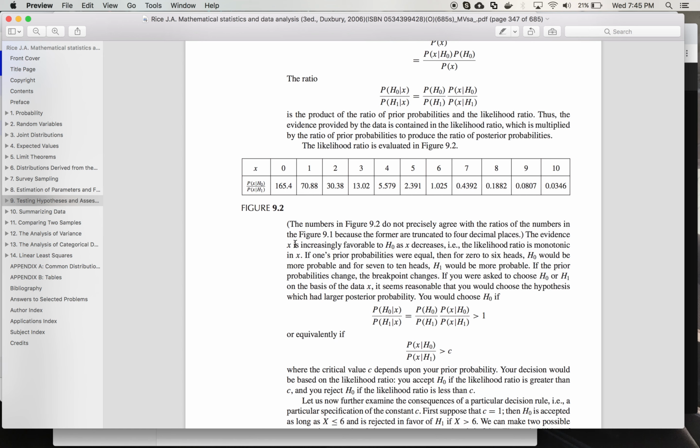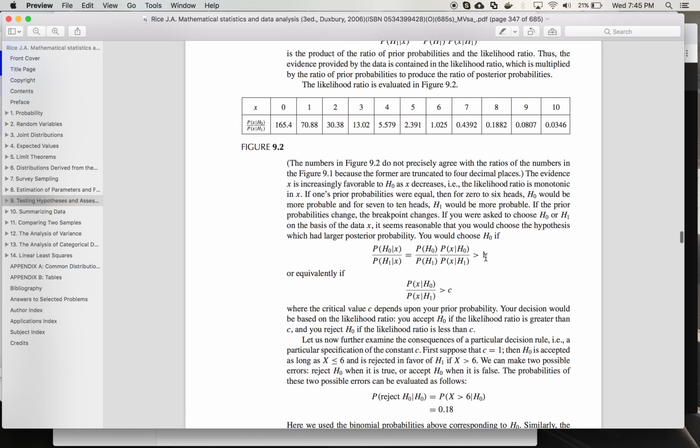So how would we go about choosing whether it's h naught or h1? We bring in a concept called the critical value. Since we don't know the probabilities of h naught and h1, we write the formula directly as the prior ratio, probability of h naught over probability of h1, times the likelihood ratio. If it is greater than 1, then we choose h naught. Otherwise, we choose h1.